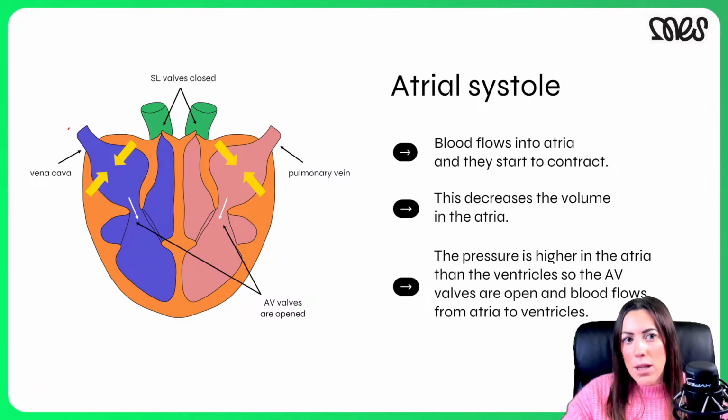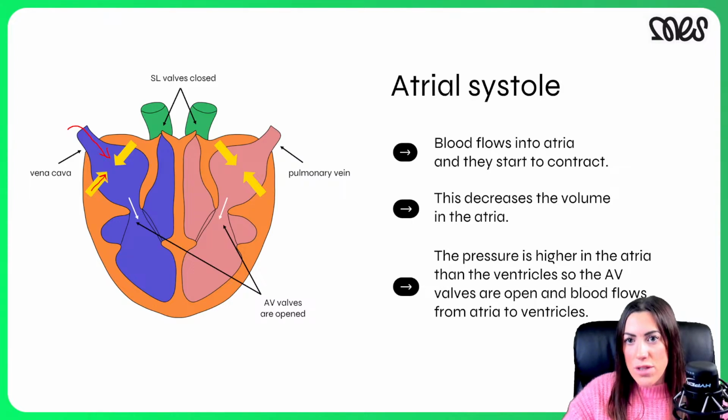So blood goes into the right atrium, via the vena cava. I've just shown one branch of it on this diagram to make it simpler. Via the vena cava, it goes into the right atrium. Now you really need to be able to picture what is going on here. The atrium is filling with blood, okay? And they're going to start to contract, which is what these yellow arrows represent.